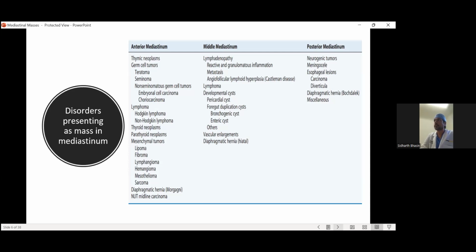Posterior mediastinum typically has neurogenic tumors. You can see a meningocele there. You can see some esophageal lesions like carcinoma and diverticulums, and the diaphragmatic hernia, the Bochdalek type that I was just saying, and then miscellaneous.